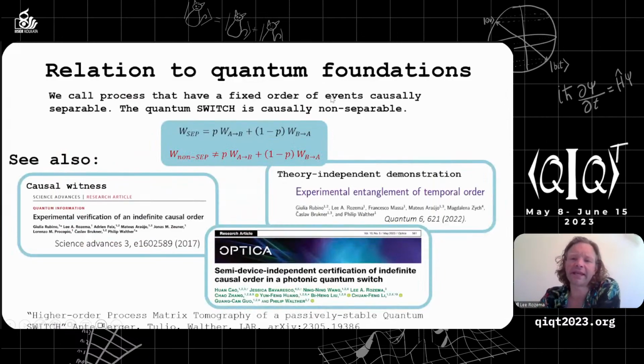This has led to the notion of processes which are either causally separable or causally non-separable. Although the quantum switch can't win this game, it turns out it is a causally non-separable process. I'm going to more or less leave it at that, but I'm happy to discuss this later in the question period. We've also done some experiments where we've verified the causal non-separability in different ways. I think these are interesting topics experimentally, to see what sort of processes we can actually implement and what implications they might have on this idea of indefinite causal order.